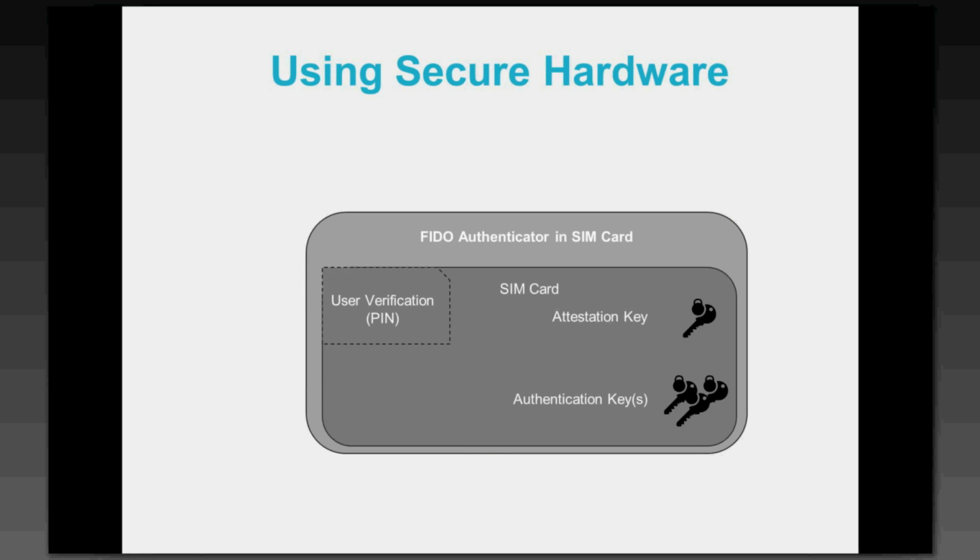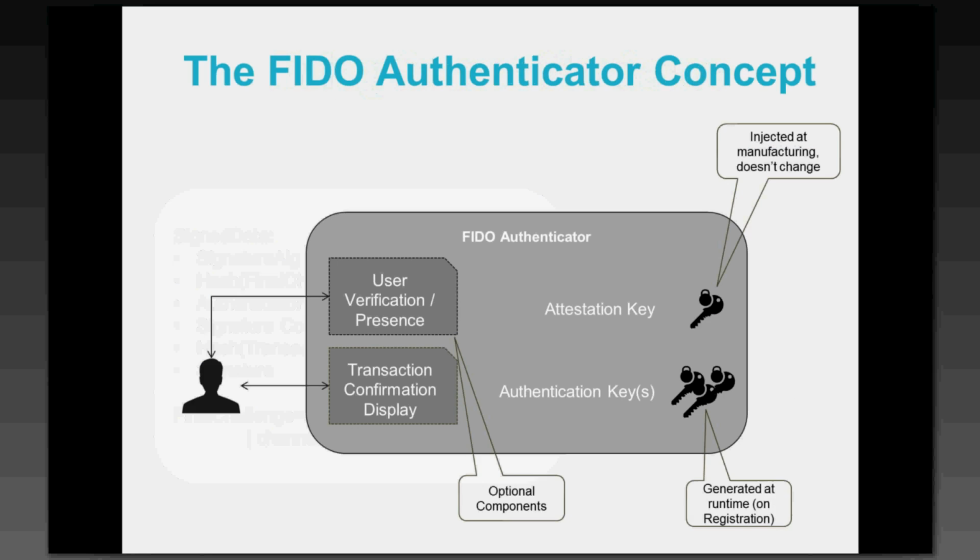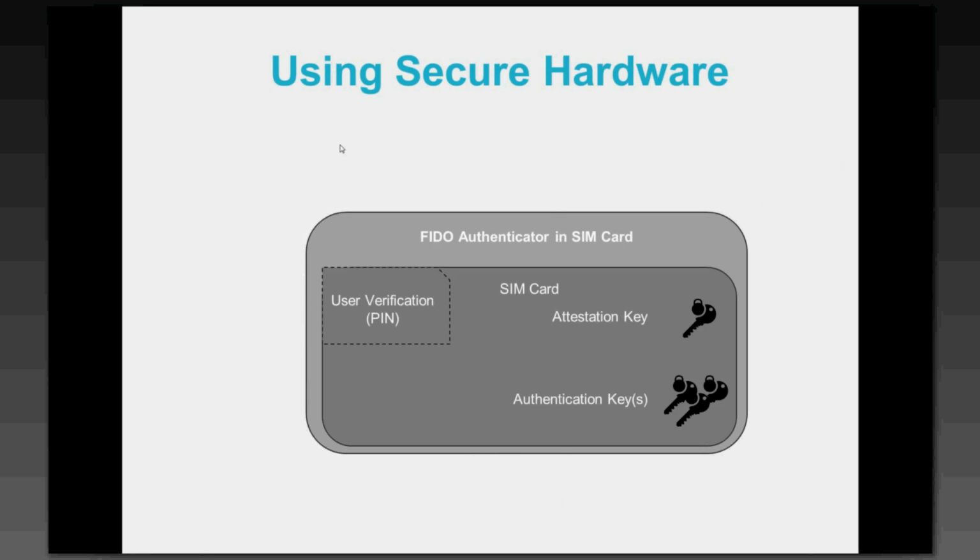Now, there are different ways to implement the authenticator. And the first thing is we can use secure hardware, for example, a SIM card. The authenticator could be implemented as, for example, a Java applet on a SIM card itself. It would keep the keys, the authentication and the attestation key inside the SIM card in the secure hardware, very well protected. Use fingerprint or PIN-based user verification method, and the PIN would be entered by some software, SIM toolkit or whatever, on the mobile phone.